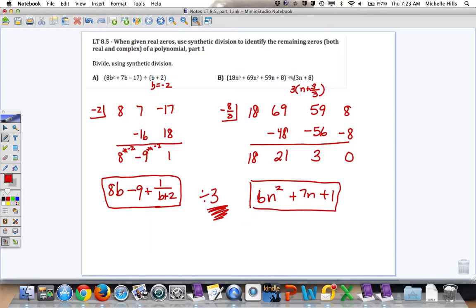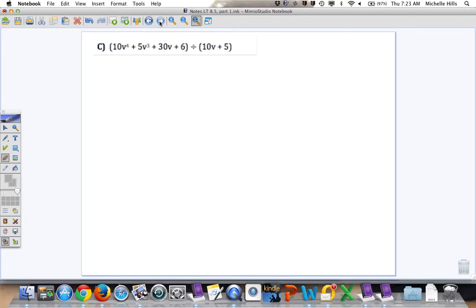And the reason we're doing that, go back to long division. If we were just dividing this by 3n plus 8, 3n times 6n squared would give me the 18n cubed. Because we factored this 3 out, we're not taking that 3 into account, and at some point we need to. So here, I would factor the 10 out, so I have 10 times v plus 1/2. So then I'm going to take negative 1/2, and at some point I'm going to divide everything by 10, and I'm going to remind myself of that.